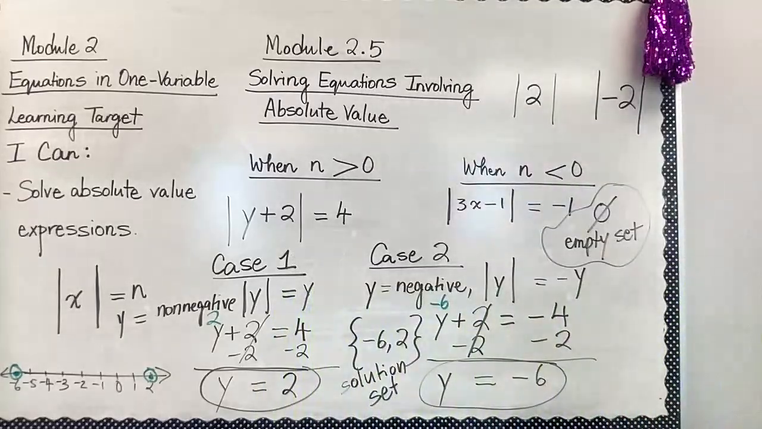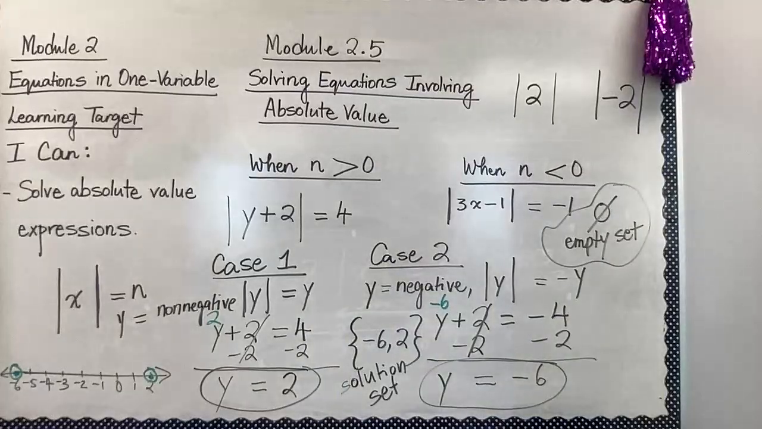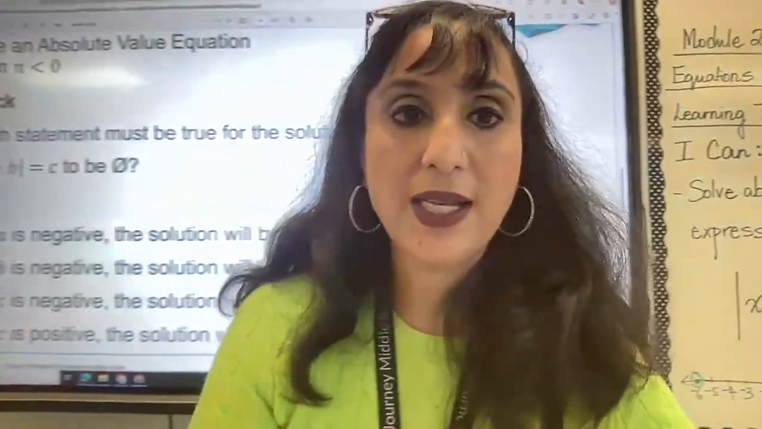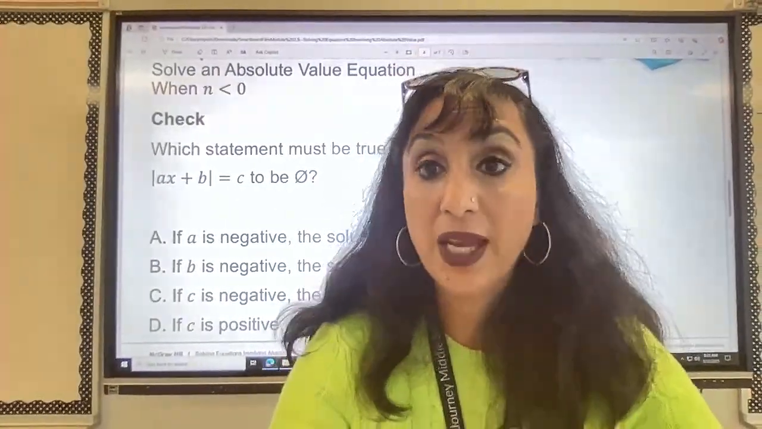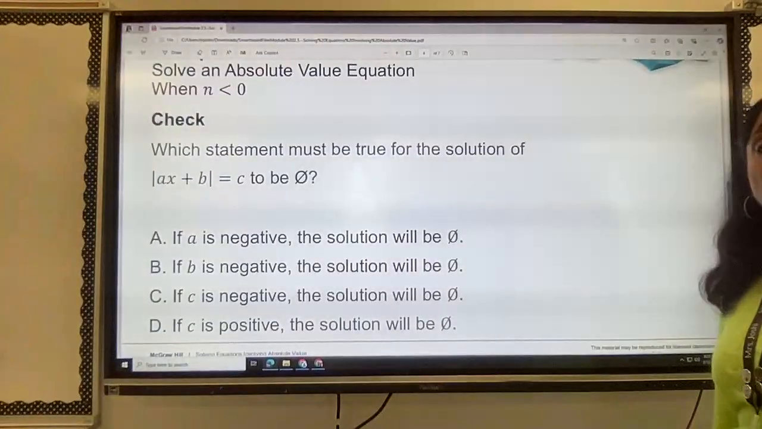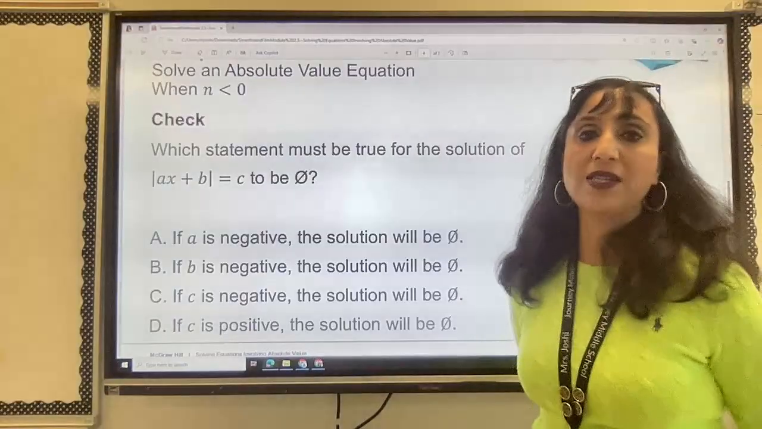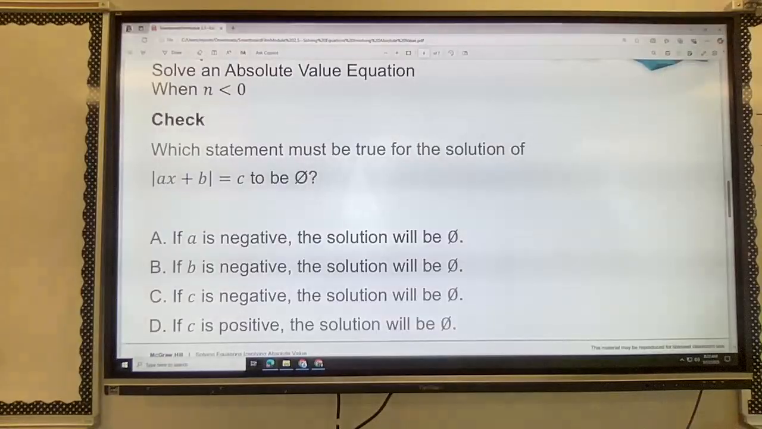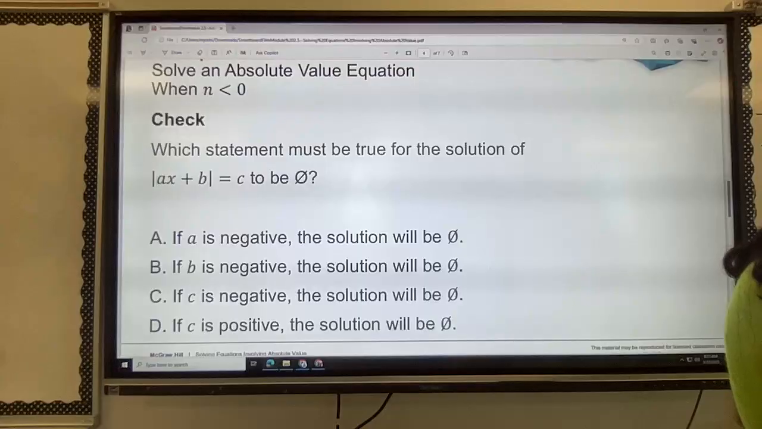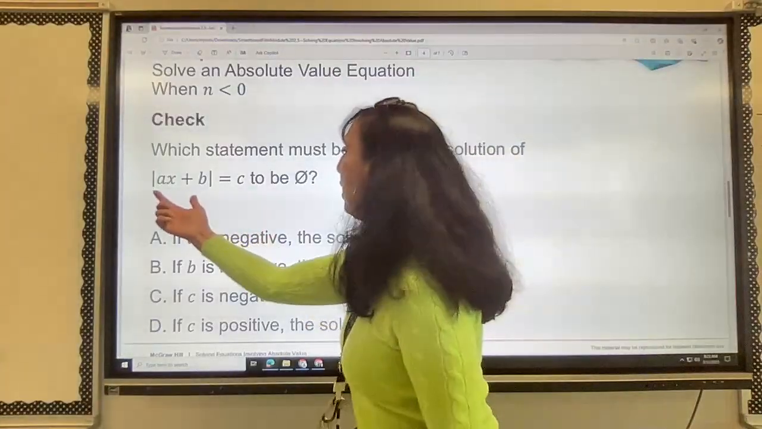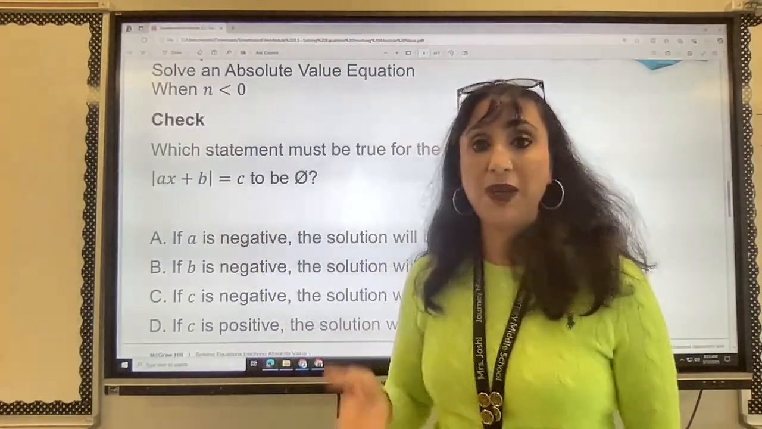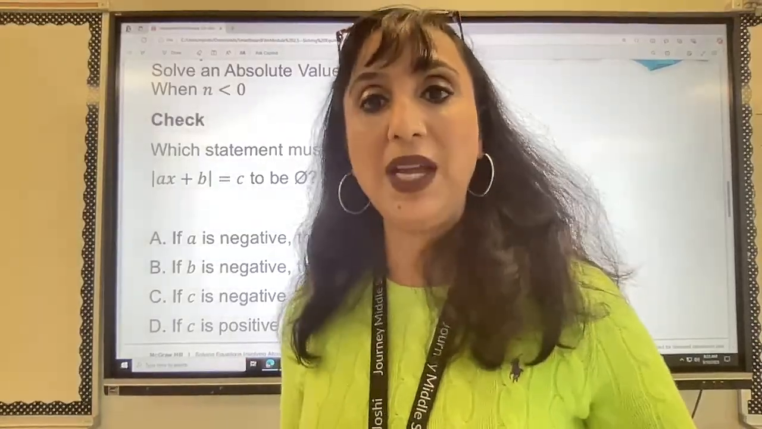Okay, so let's go ahead and I am going to take you to the whiteboard for a second, and we are going to look at which statement is true for the solution of ax plus b is equal to c to be an empty set. So if I'm looking at an empty set, I know that if I'm looking at this part and this part, the c cannot be negative because distance cannot be negative.